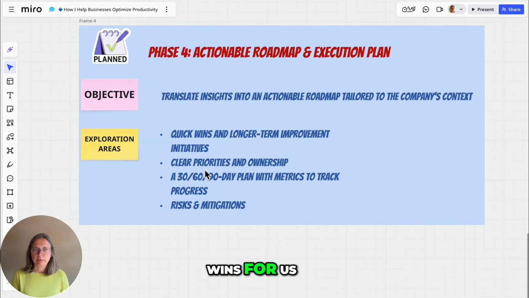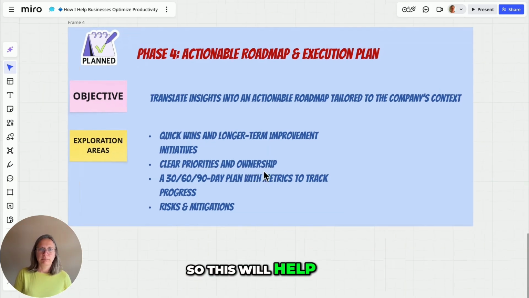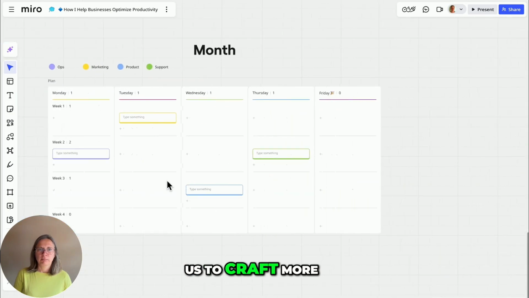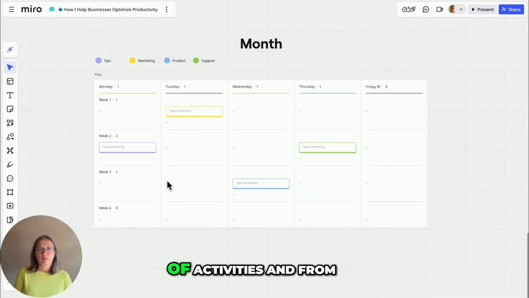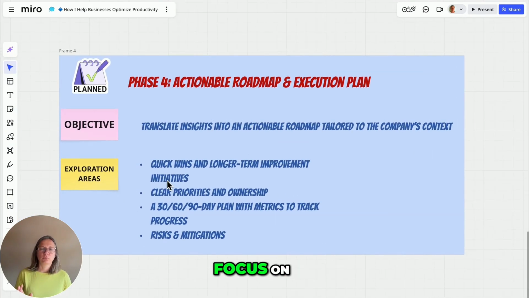Are there any quick wins for us? What are the priorities? Do we see any risks? Should we mitigate this risk? So this will help us to craft a more accurate plan of activities, and from that more accurate plan we would purely focus on the most important items.